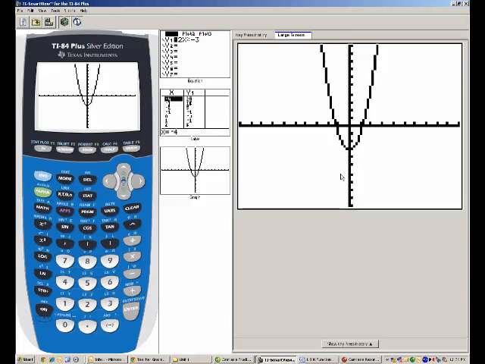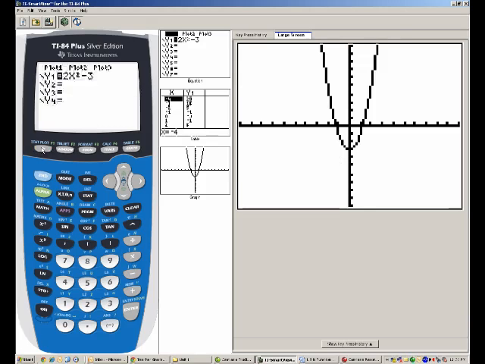Okay? This is the function that we are going to be manipulating. We're going to be moving it left, right, up, down. We're going to be stretching it, compressing it, flipping it. We're going to be manipulating this function. This is our starting point. Okay? This is our starting point.